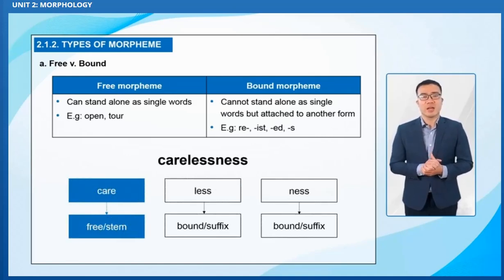Take carelessness as an example. Care is a free morpheme. It's also called the word stem. Less and ness are two bound morphemes realized by means of suffixes.